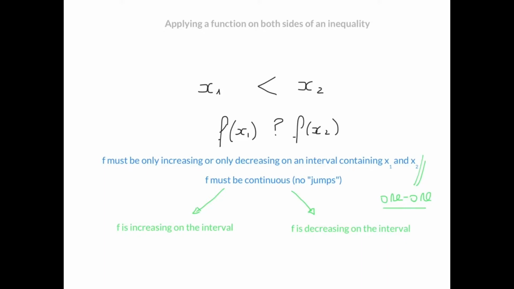Either f is increasing on the interval containing this x1 and this x2, then you can say that f of x1 is smaller than f of x2, so you can basically just apply your function here and there without changing the inequality. Or if f is decreasing on the interval containing this x1 and this x2, then f of x1 is greater than f of x2, so you can apply f here and there if you switch the inequality sign.